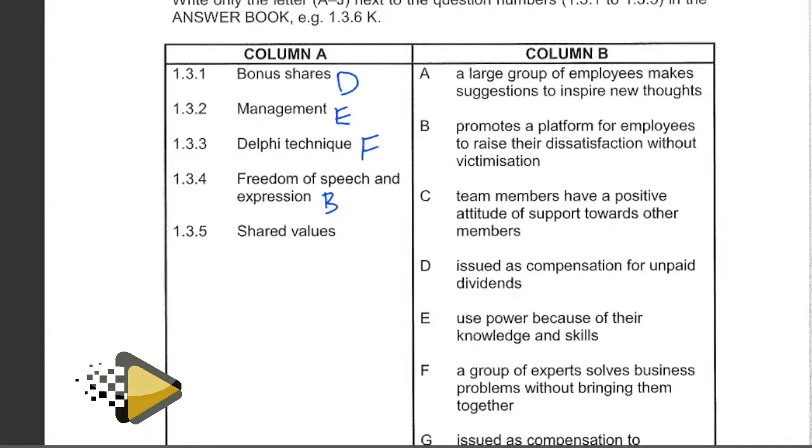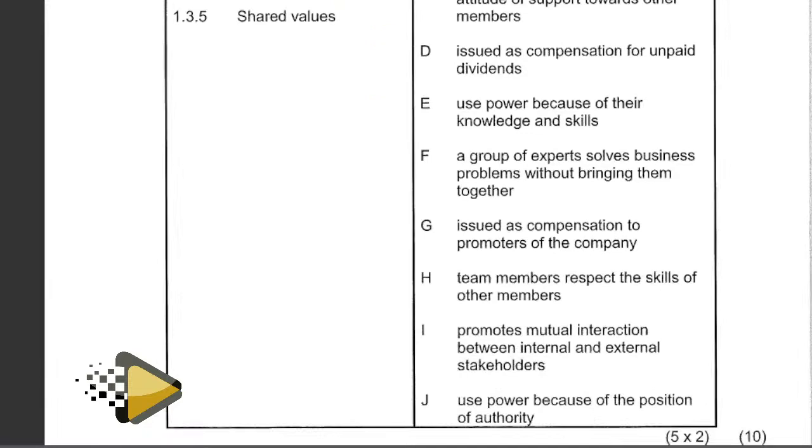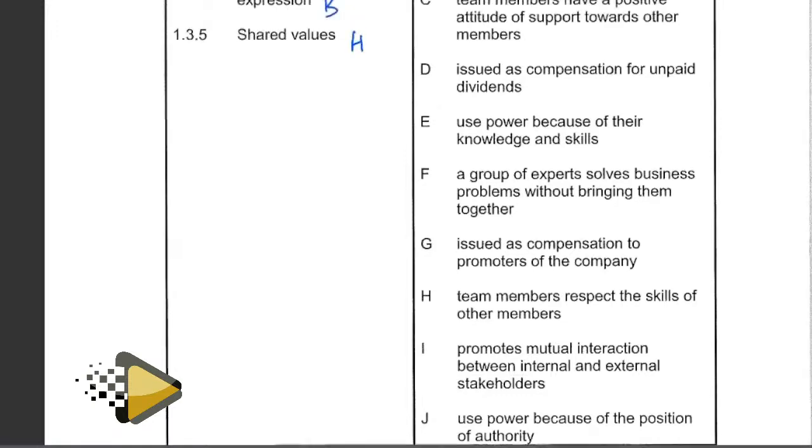Okay, right, grade 12. So now let's move on to the last question, which is 1.3.5. 1.3.5 reads as follows: shared values. So now when you talk of these shared values, we check where the team members respect the skills of other members, meaning our appropriate answer in this regard is going to be H.